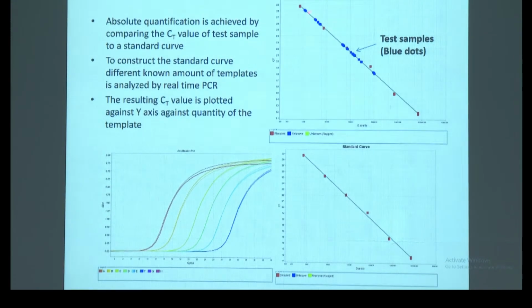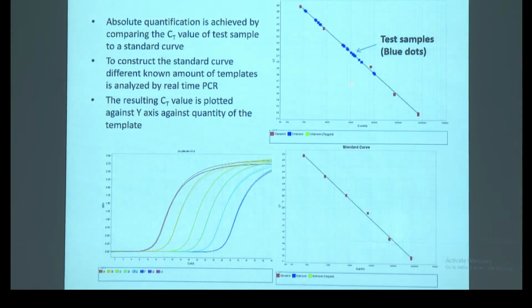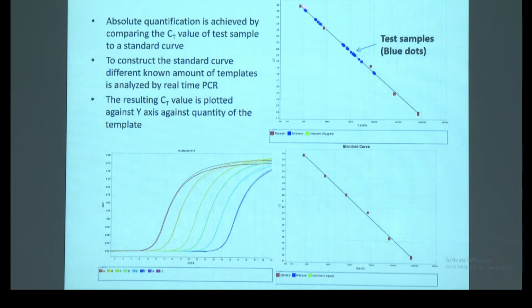So these blue dots are the test samples or unknown samples, right? The red ones are the standard curve generated by comparing the known quantity of DNA using qPCR. So qPCR gave a CT value for all these templates: early CT for higher quantities, greater CT for less quantity. When we compare the CT value and known quantities, we get a standard curve.